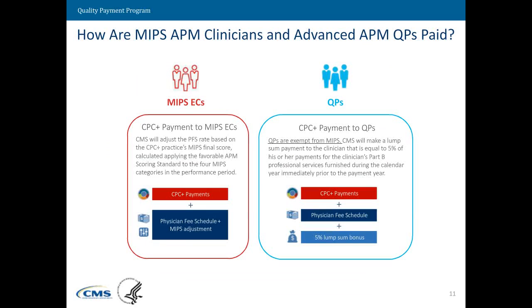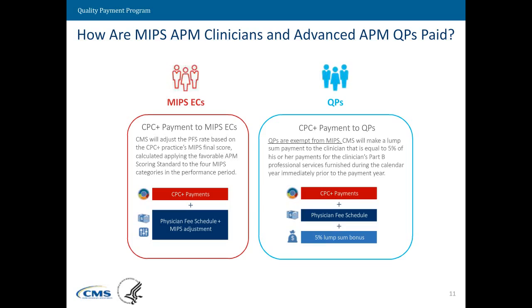So how are MIPS APM clinicians and advanced APM QPs paid? For MIPS clinicians participating in CPC Plus practices that are not exempt from reporting to MIPS, they will benefit from the APM scoring standard through their participation in CPC Plus or their Medicare Shared Savings Program, which are MIPS APMs. The MIPS payment adjustment is based on the data reported, and the best way to get the maximum MIPS payment adjustment is to participate for a full year. Based on performance in 2017, clinicians will see a positive, neutral, or negative adjustment up to 4% on their Medicare payments for covered professional services furnished in 2019.